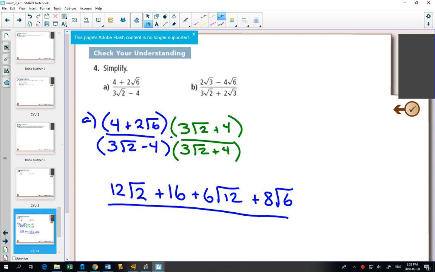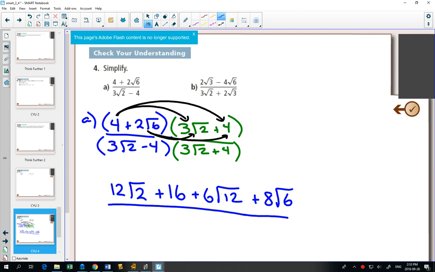On the bottom, did I make a mistake? So I multiplied, I'll draw the arrows here. 4 times 3, 12. And then 4 times 4, 16. Then this times this, which will give me 6 root 12. And finally, this times this, which will give me 8 root 6. Same thing on the bottom.